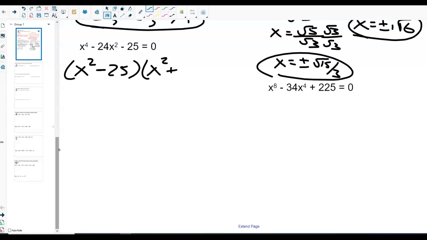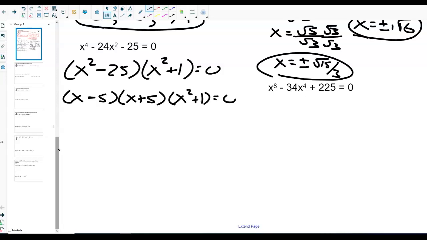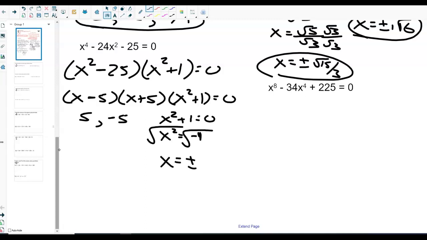The next higher level factoring, and look for difference of two squares here. You've got to look for it. You can't factor sum of two squares, but you can always factor difference of two squares. My answers are 5, -5, and then I've got to set x squared plus 1 equal to 0. X squared equals -1. Every one of us should know what the square root of -1 is. It's simply i. So it's plus or minus i, 5 and -5.